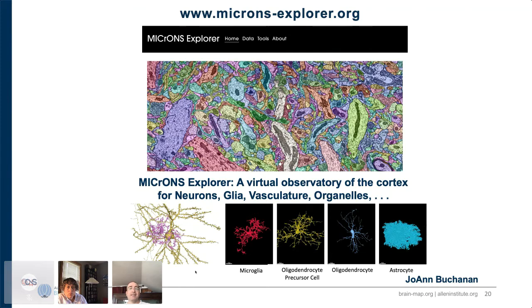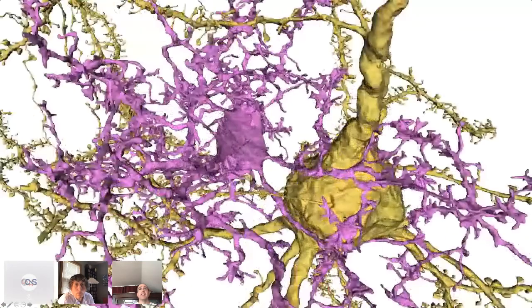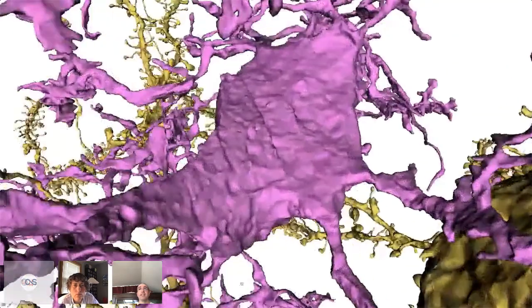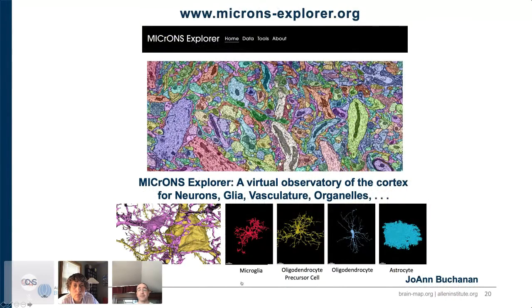And also to stress that even though our initial interest was neurons and their connectivity, there's a lot more in this data than that. And here are a few examples of not proofread glial reconstructions of glial cells from our data. All different types: microglia, oligodendrocyte precursor cells, oligodendrocytes themselves, astrocytes, and I leave you with a video of a microglia embracing a neuron in our data. So in purple is the microglia, in yellow is our layer 2/3 pyramidal cell.